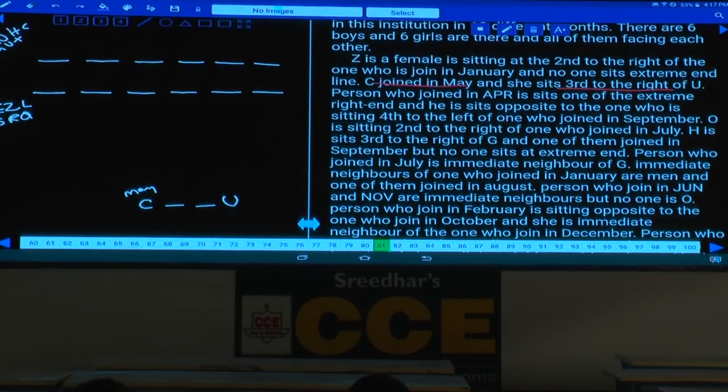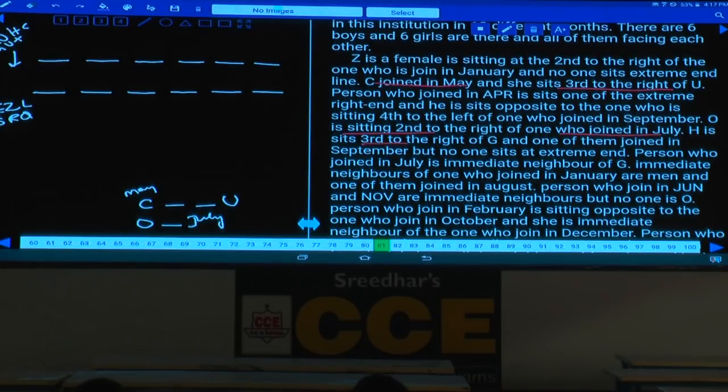Next, O is seated second to the right of the one who joined in July. And again O comes into this one, and O is seated second to the right of the one who joined in July, O and July. The next one, H sits third to the right of G.